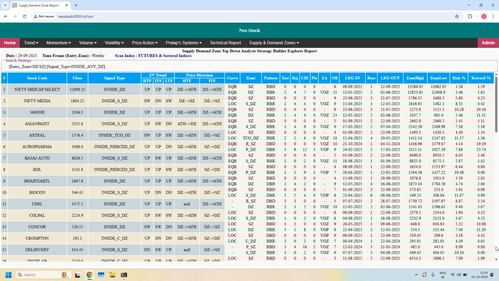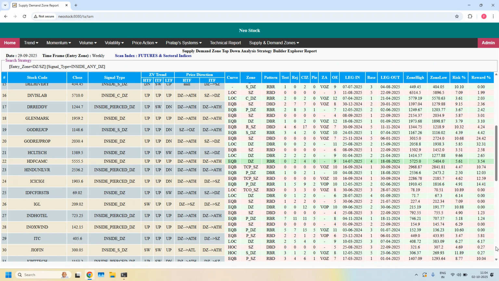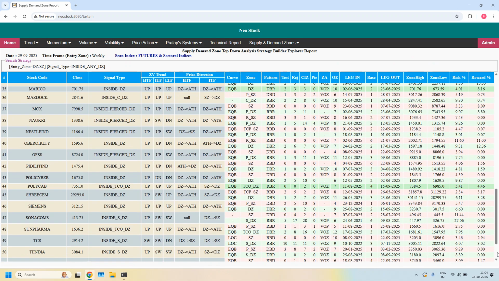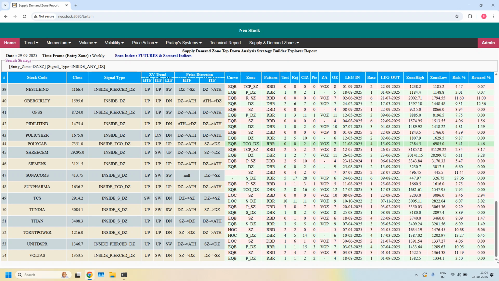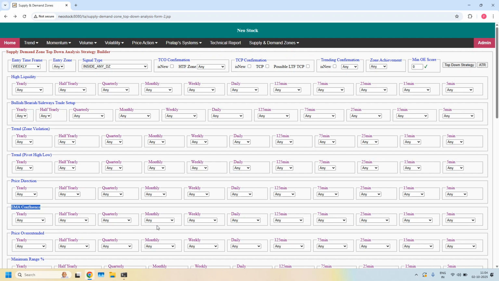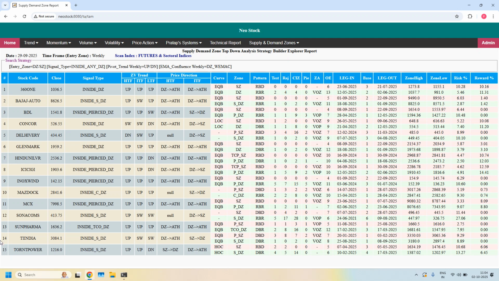We got several stocks, first 15 in the list. Scrolling the list down. So total 54 stocks. We can further filter based on weekly demand zone having weekly EMA confluence, and also trend on the weekly should not be sideways. So we got 15 stocks.